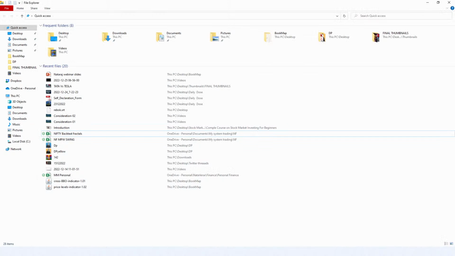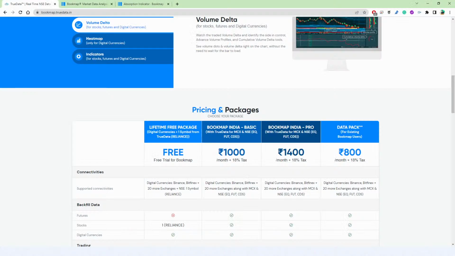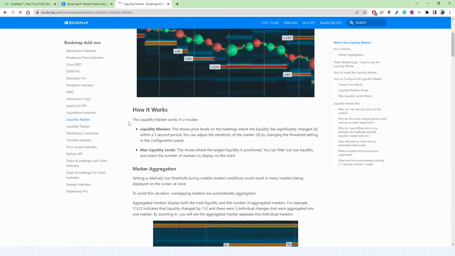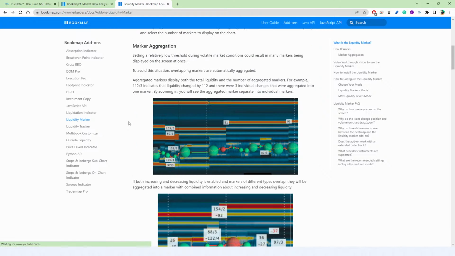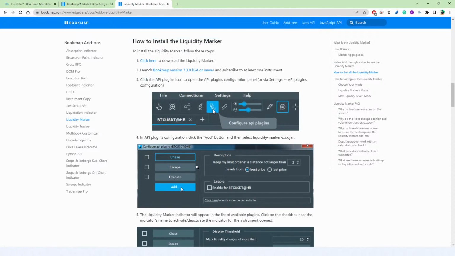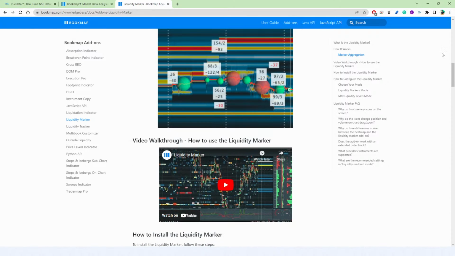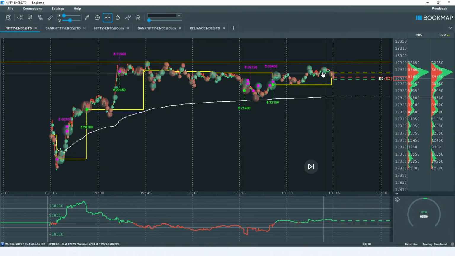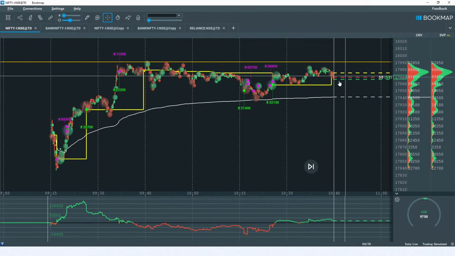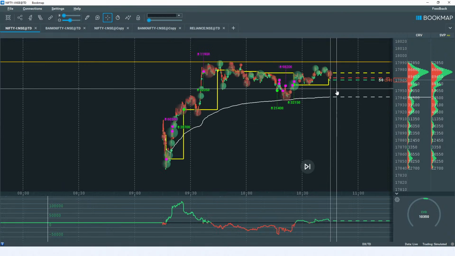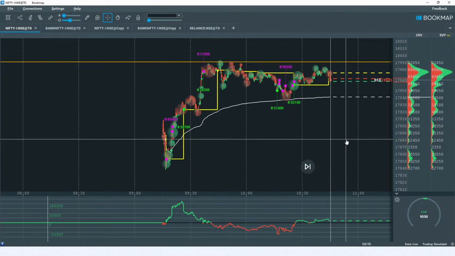Liquidity marker. Okay. Liquidity markers at the present moment are not available because they need level 2 data, so that's what we are presently working on, and we will be able to cover that accordingly. Any further questions?